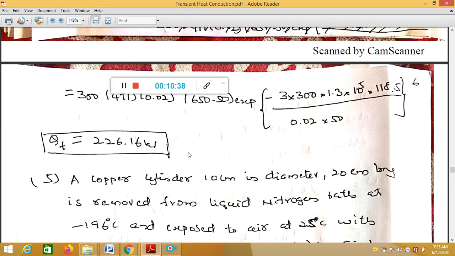So these are some of the problems we have solved. We will continue with some more problems in the next class.